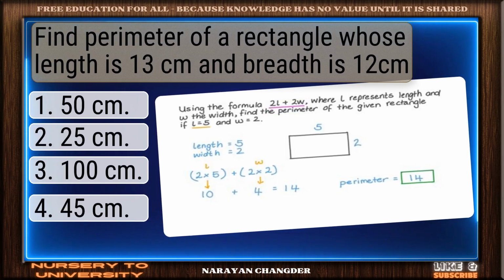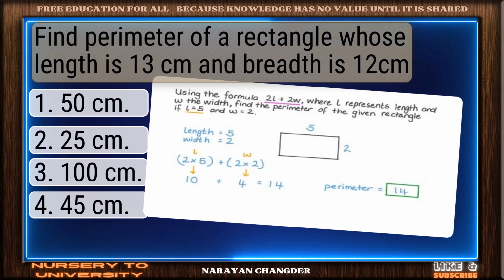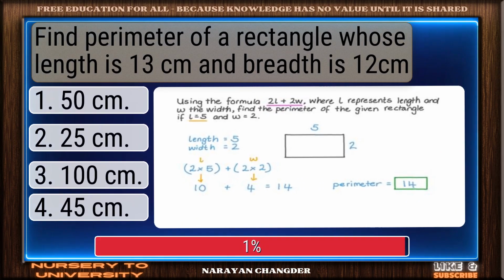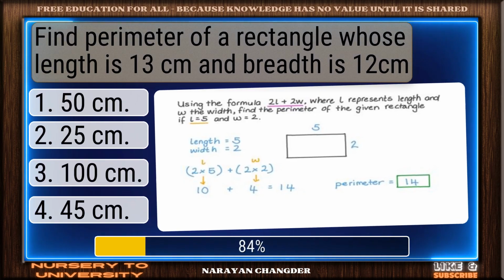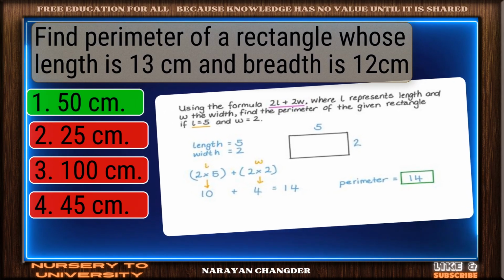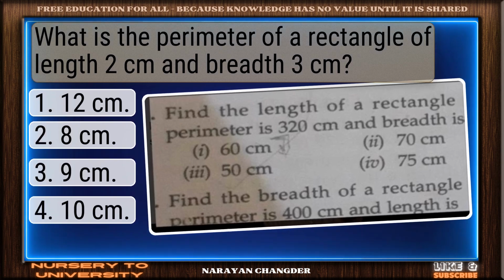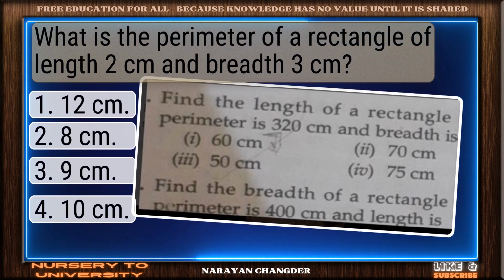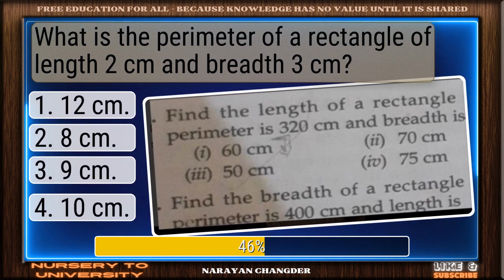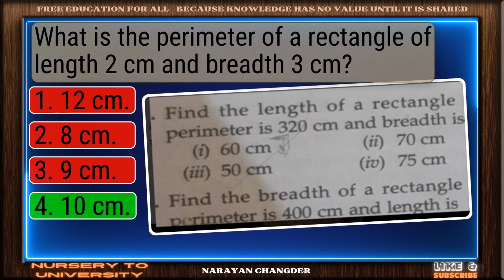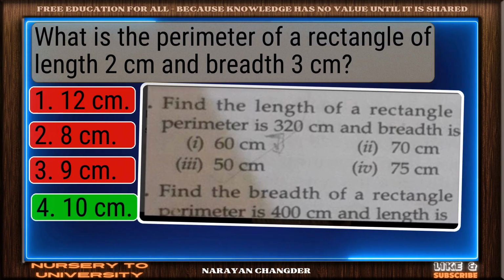Find perimeter of a rectangle whose length is 13 cm and breadth is 1 cm. Well picked. 28 cm is the correct answer. What is the perimeter of a rectangle of length 2 cm and breadth 3 cm? Well reasoned. 10 cm is the correct choice.